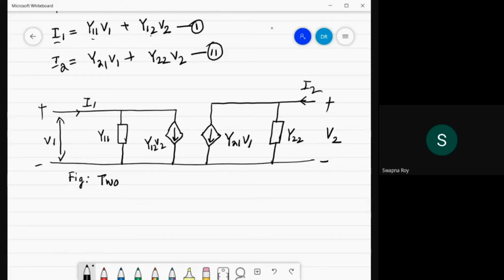Why two generator? Because two voltage controlled current sources are there. Two generator equivalent circuit of Y parameter.